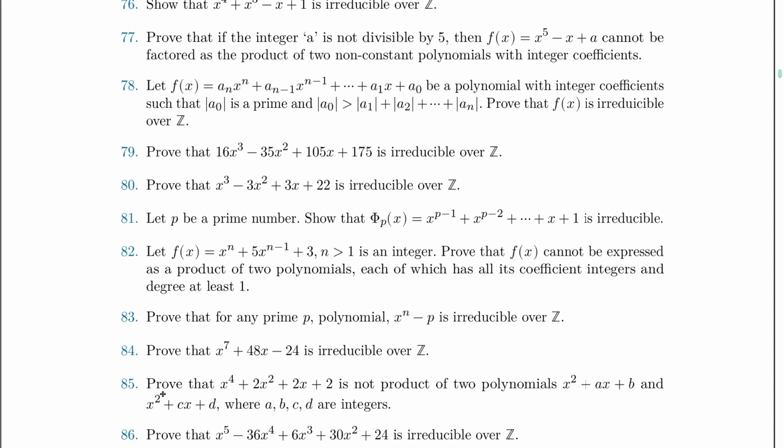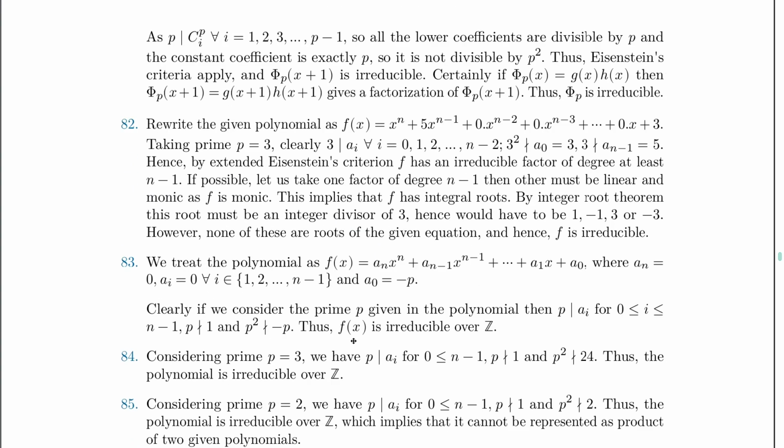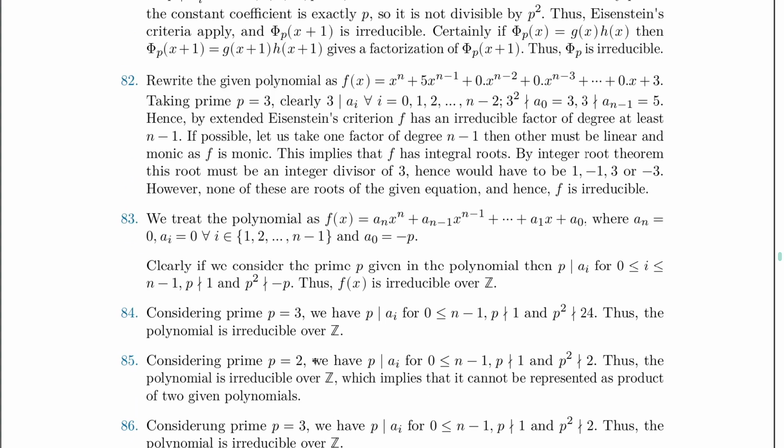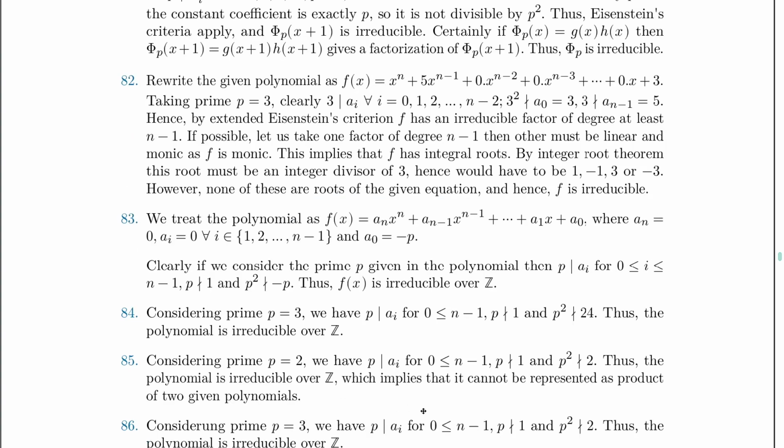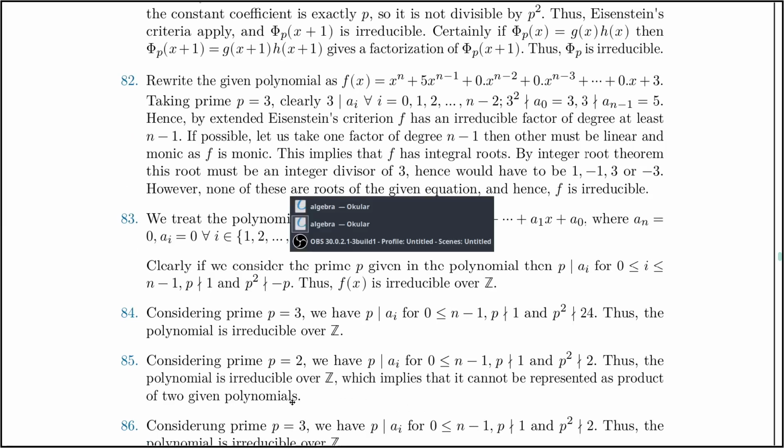Question 85 says that prove that x power 4 plus 2x square plus 2x plus 2 is not a product of two polynomials, x square plus ax plus b and x square plus cx plus d, where a, b, c, d are integers. So this is a simple case. We take prime p, and then we can see that this 2 is divisible by 2, this 2 is divisible by 2, but this 2 is not divisible by 2 square, and therefore the polynomial is irreducible, and therefore it cannot be represented as product of two given polynomials.